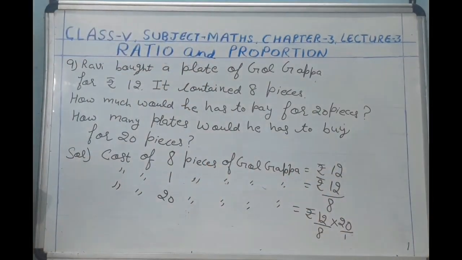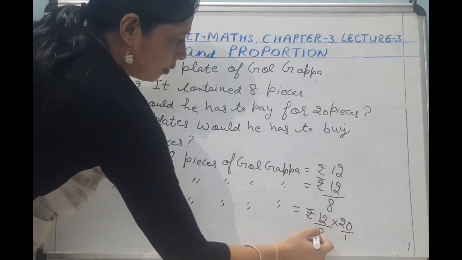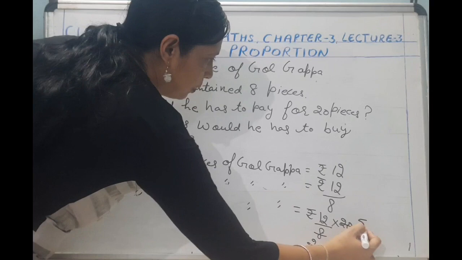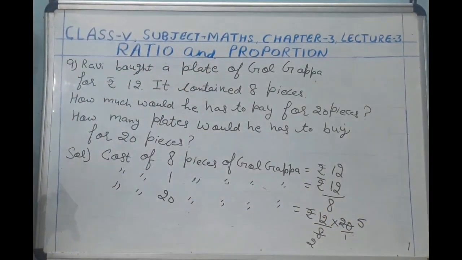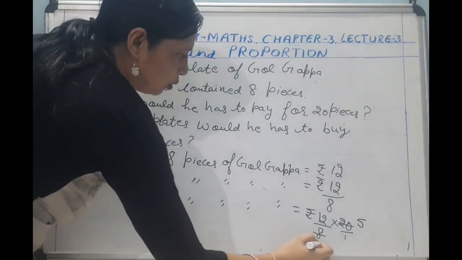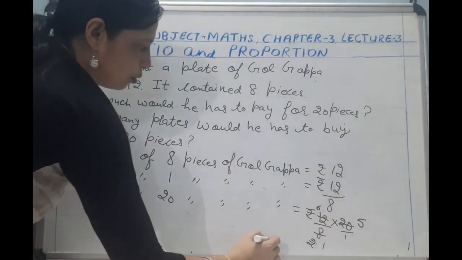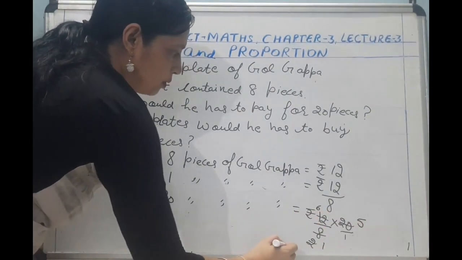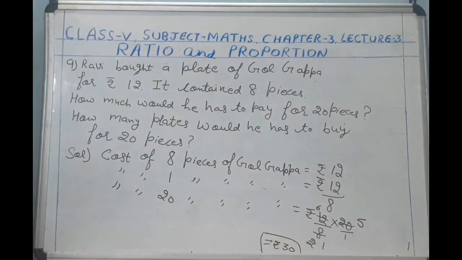upon 1, right? Now see, these both are coming in the table of 4. 4 2s are 8, 4 5s are 20. Here also you can cut down 4 2s are 8 or 4 3s are 12. That is also correct. And 2 1s are 2, 2 6s are 12. So what we will get? Rupees 6 into 5. 6 5s are 30. This is the cost of 20 pieces of Golgappas.